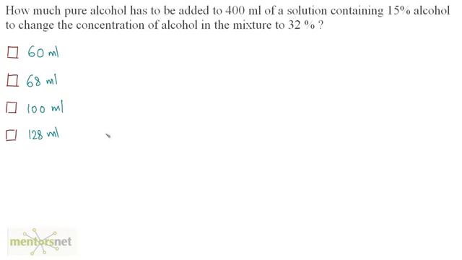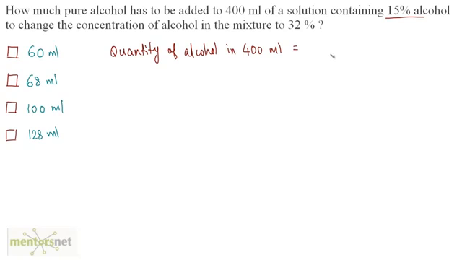How much pure alcohol has to be added to 400 ml of a solution containing 15% alcohol to change the concentration of alcohol in the mixture to 32%? It is given that this 400 ml of solution contains 15% alcohol. Therefore, we can calculate the quantity of alcohol in this solution.